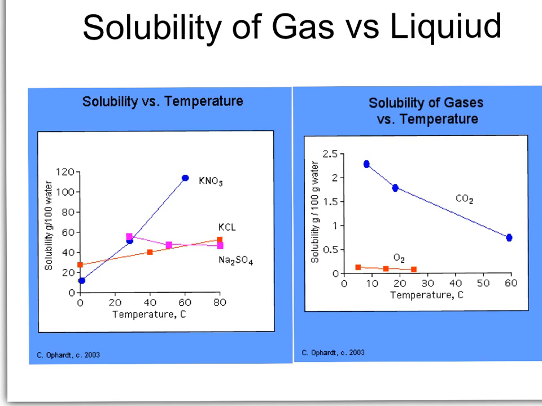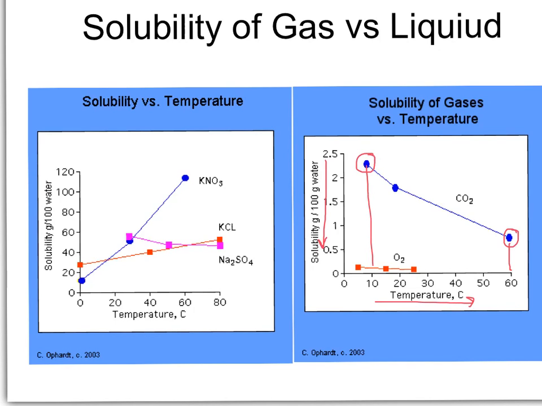If we look at the graph on the right-hand side, you will see that as the temperature increases, the solubility of the gas will decrease. Carbon dioxide at 10 degrees Celsius is somewhere about 2.25 grams per 100 grams of water. And if we increase the temperature to about 60 degrees Celsius, you can see that now a little less than 1 gram of CO2 gas can dissolve per 100 grams of water.